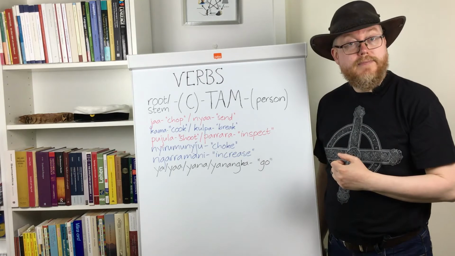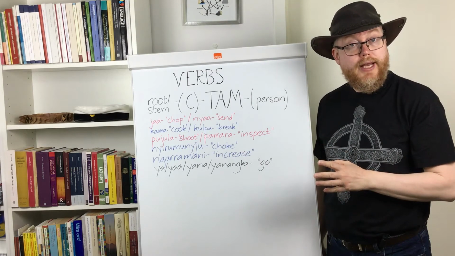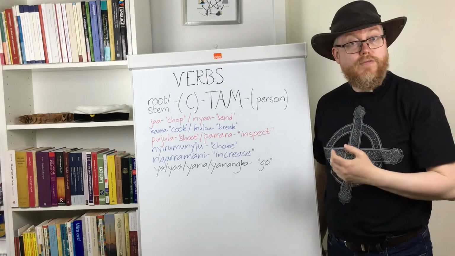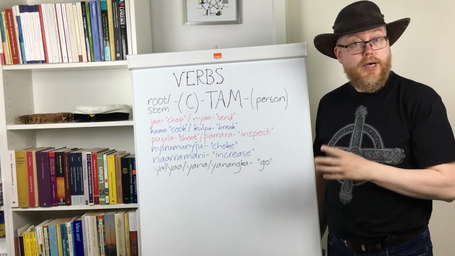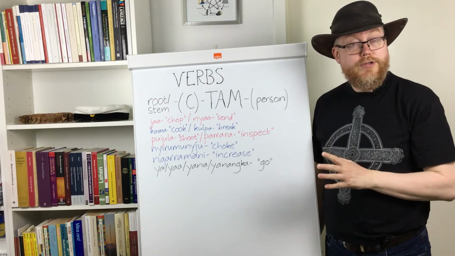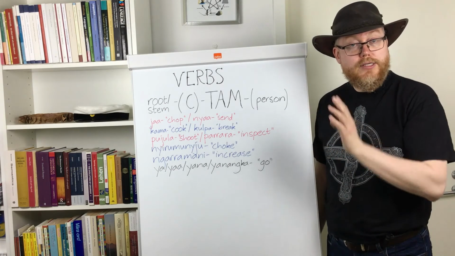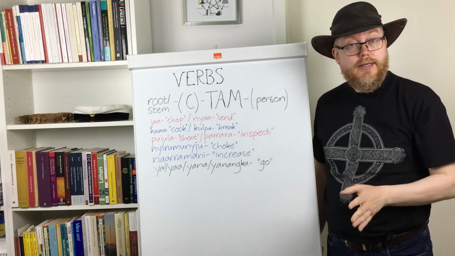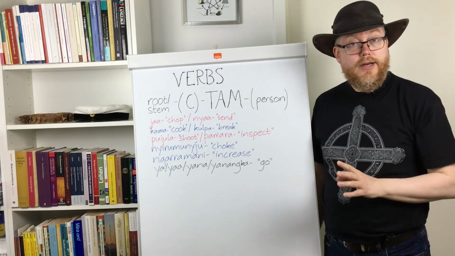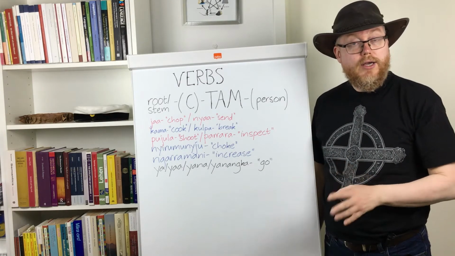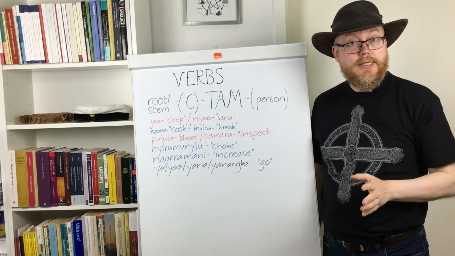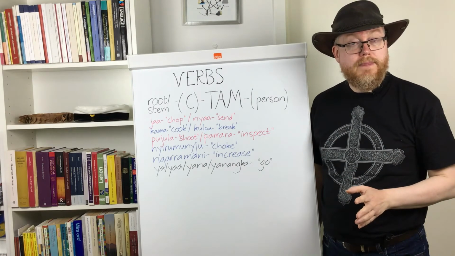And the Pama-Nyungan languages are fairly different from each other here. There is a smaller number of languages that mark the person of the subject. It is more common to find that languages mark the person of the subject and the person of the direct object. And there are also languages that mark the person of the subject, the person of the direct object, and one more noun phrase.